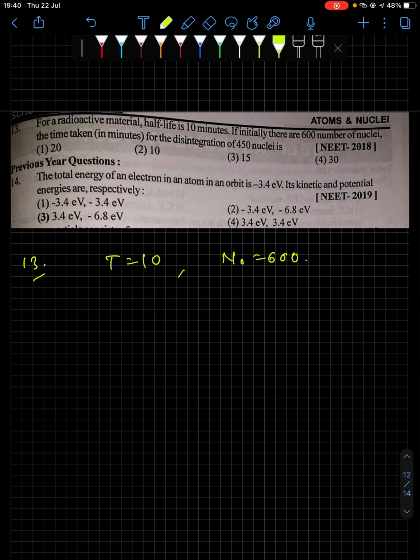For a radioactive material, the half-life is given as 10 minutes, and initially there are 600 nuclei. So disintegration of 450 nuclei will take what time? Okay, that means the half-life is 10 minutes. So original is 600, and what remains finally, the number of nuclei that remains, will be 600 minus 450, which is 150.